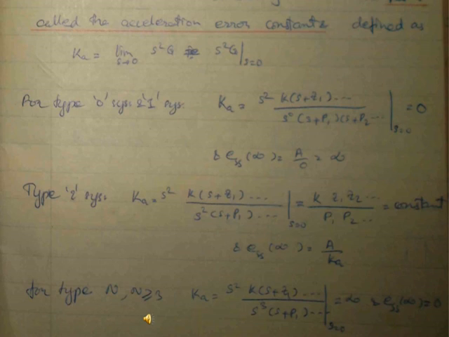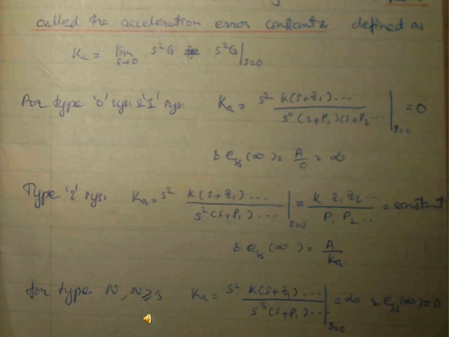For the type 2 system, you can substitute K_a is equal to s squared multiplied by K multiplied by (s plus z1) divided by s squared multiplied by (s plus p1) multiplied by (s plus p2). In this case, we substitute s equal to 0, so we get K multiplied by z1 multiplied by z2 divided by p1 multiplied by p2. So this is the constant, the acceleration steady state error constant. So e_ss at infinity equals A by K_a.